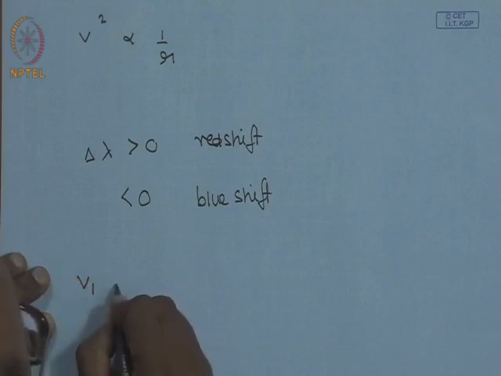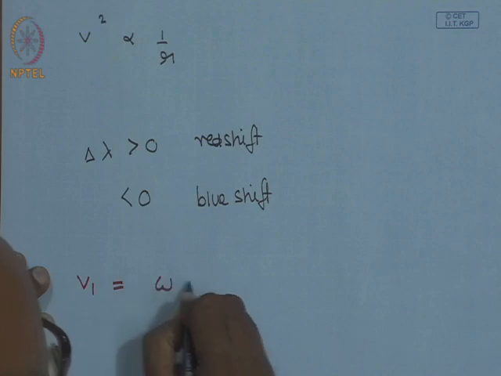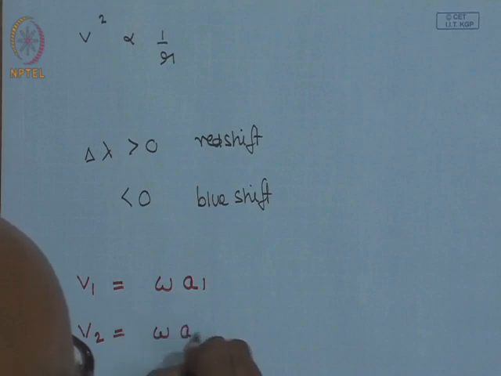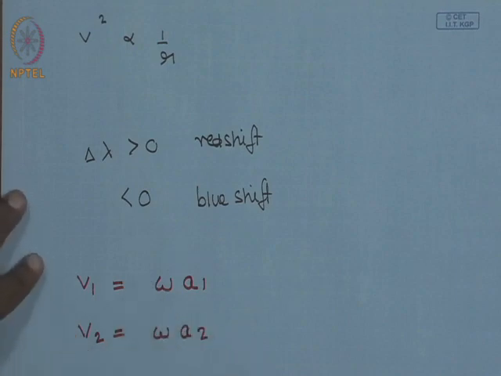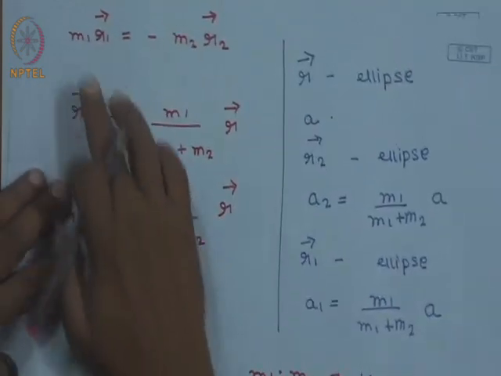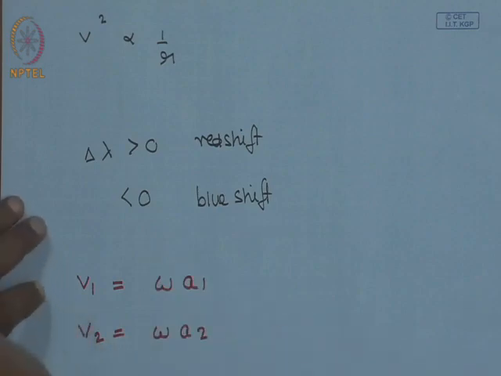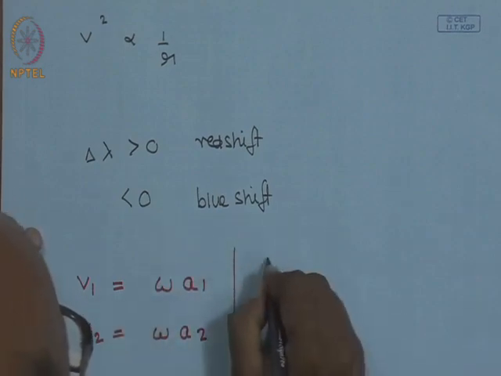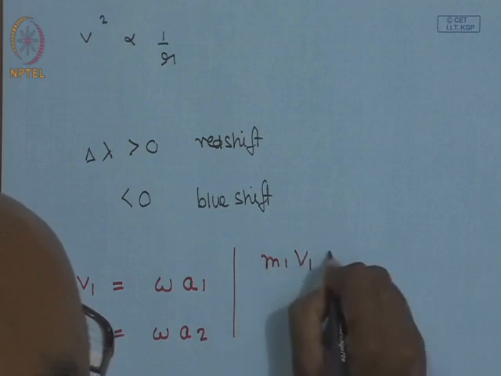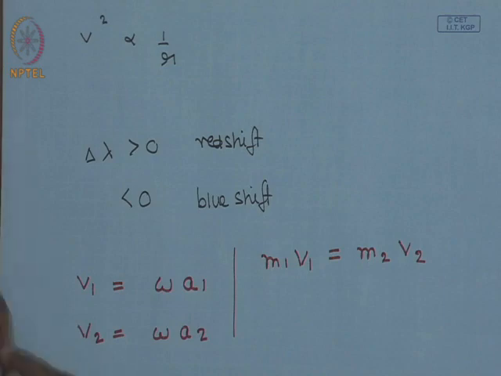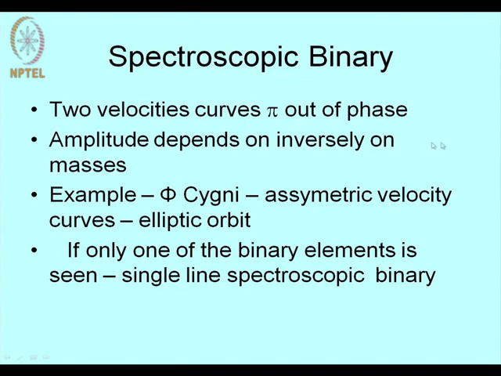V1 is proportional to, for a circular orbit, omega into A1, V2 is equal to omega into A2. Omega is the angular frequency which is common for both of them, and A1 and A2 are inversely proportional to the masses. So, the velocities also are inversely proportional to the masses, and this is true even for elliptic orbits. So, the amplitude depends inversely on the masses.